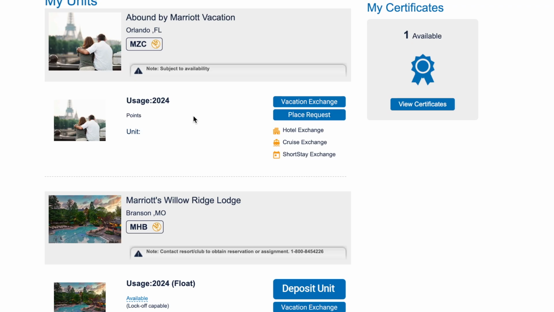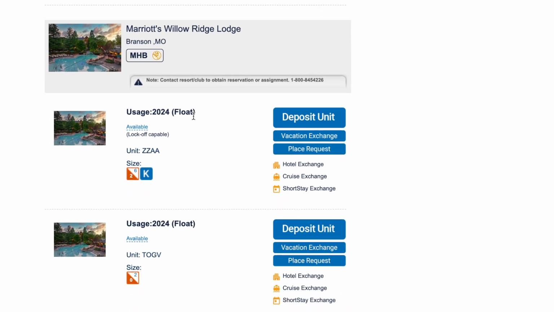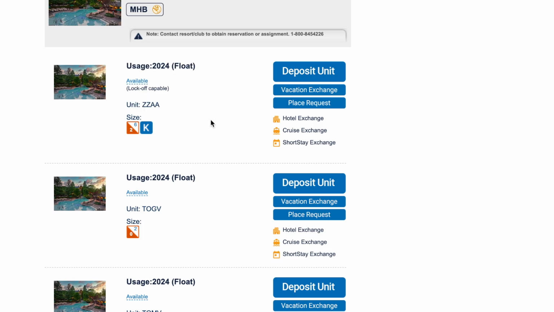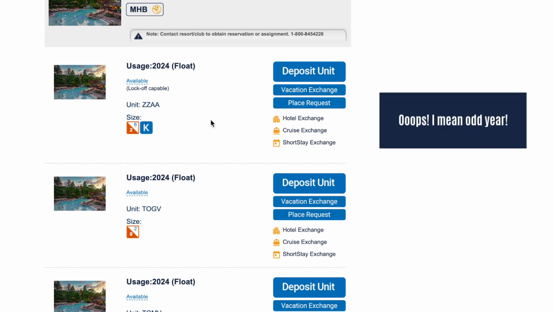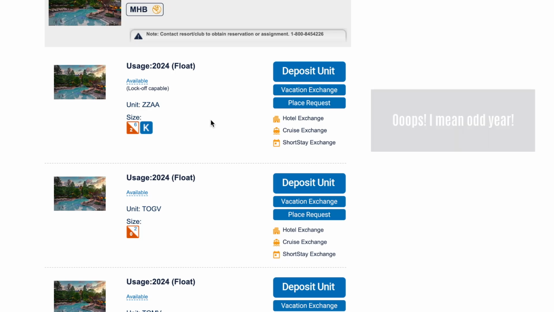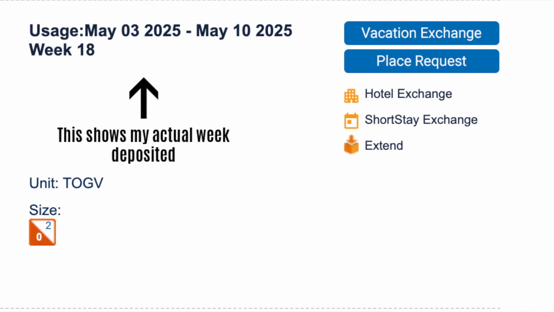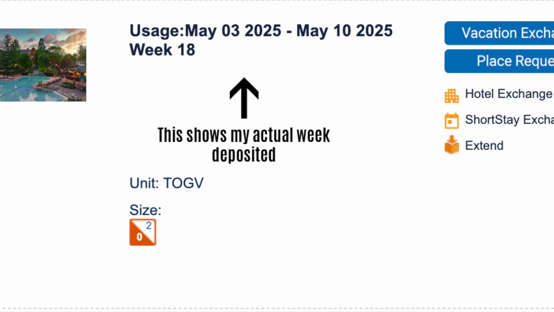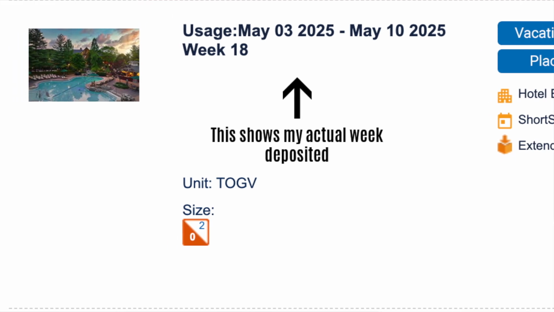And it looks like I should be able to, when you scroll down here, Marriott's Willow Ridge Lodge, it looks like it's available 2024. Guess what? I'm an odd week. I don't have any 2024 usage. Okay, Interval is just using those 2024 listings as placeholders because they don't know what I own. I actually own a week in 2025, and that's what I deposited, and it'll show me the actual week.